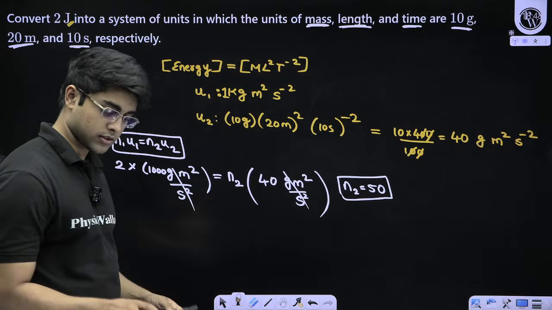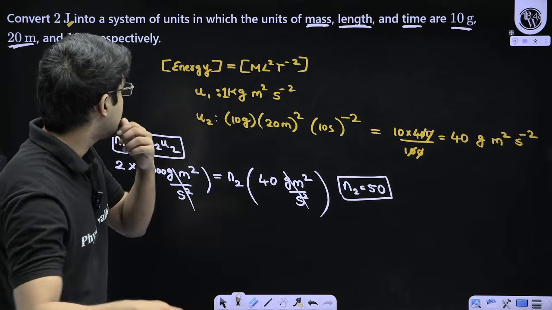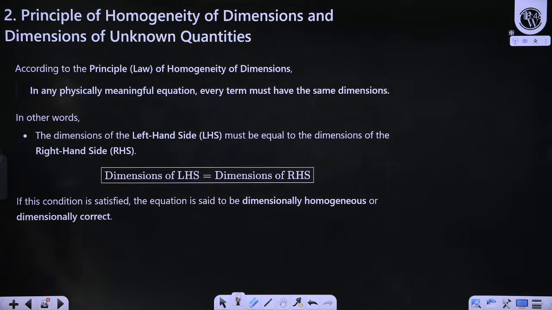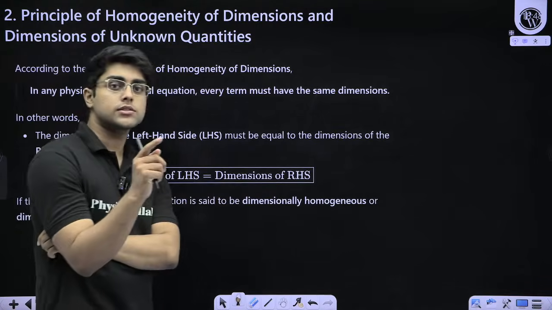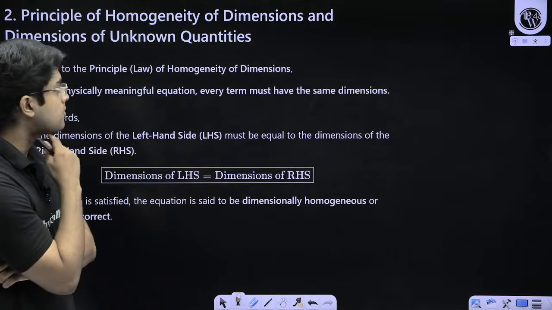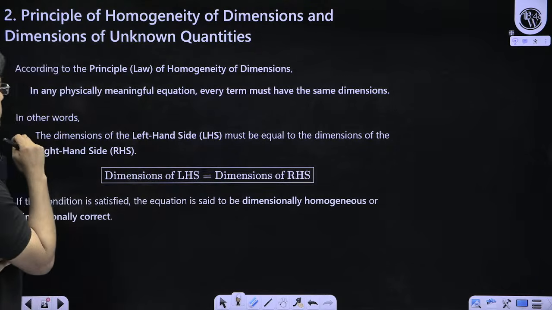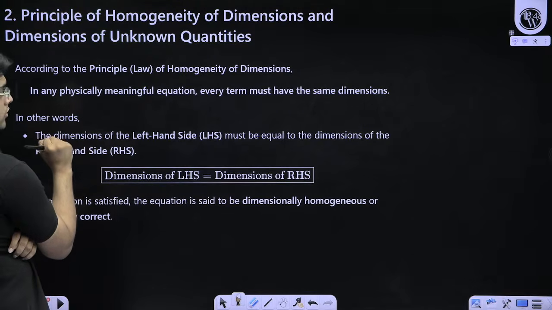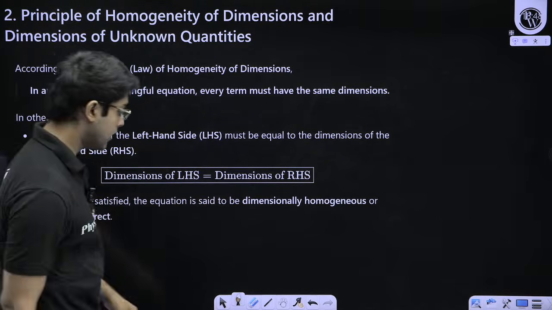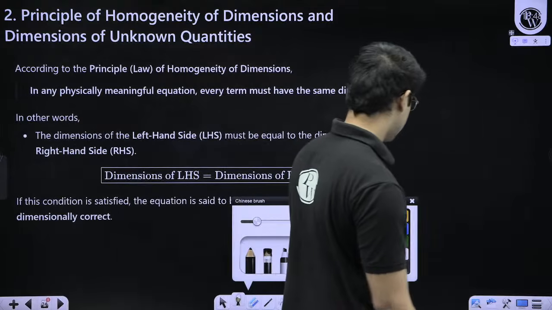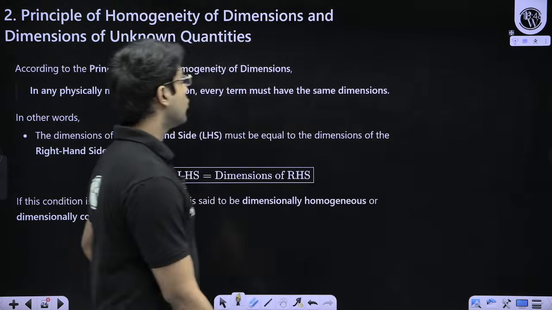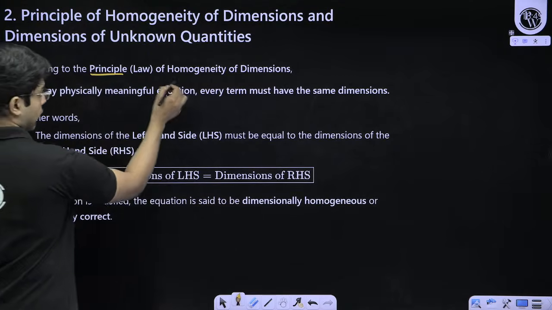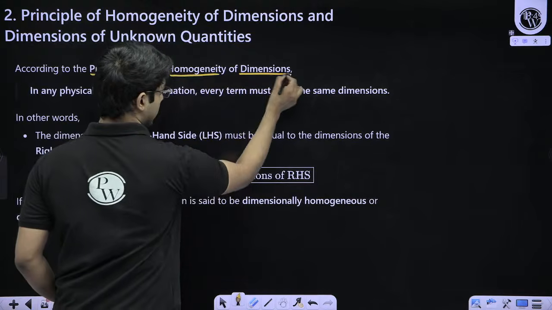All right. Now, so that was the first use of dimensions. We can convert between units. Okay. The second use is we can check if equations are correct or not. Okay. And we can also find dimensions of unknown quantities. So there is something known as the principle of homogeneity, okay, of dimensions.